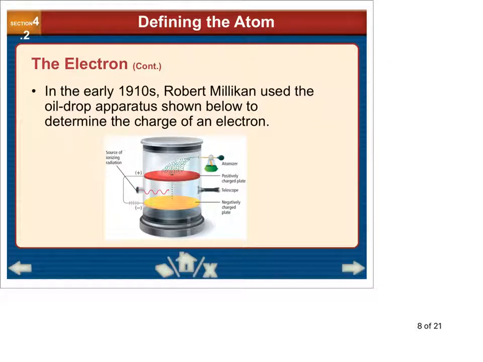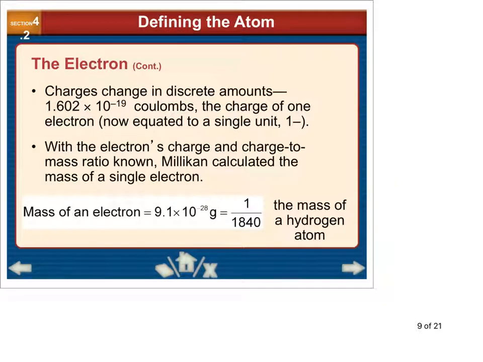In the early 1910s, a guy named Millikan used what we call the oil drop apparatus to determine the charge of an electron. It's illustrated here. This would be figure 8 on page 109 in your textbook. We're going to find a little more information on this.